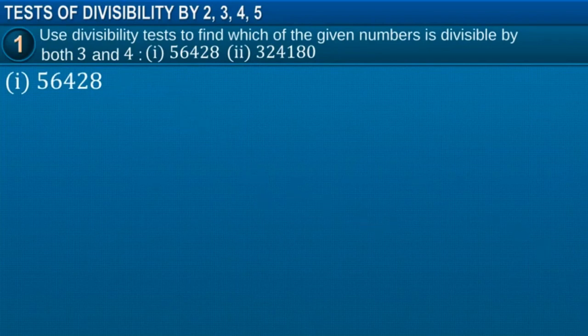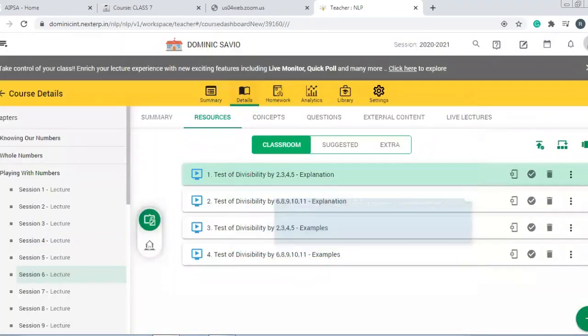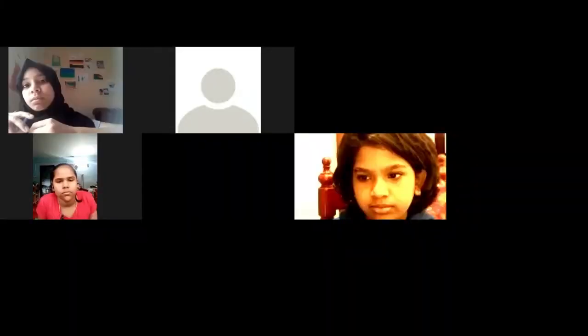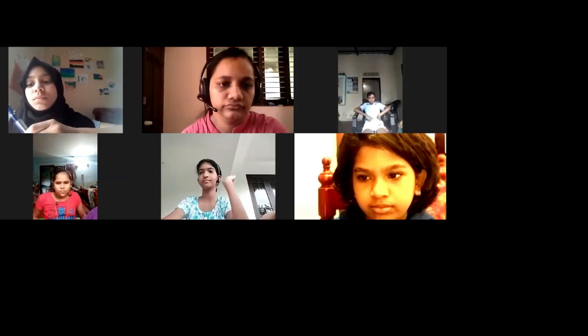So I think we can wind up. Time is over. So this is how you find the divisibility. We check it like this: the number is given, we have learned the condition, and using that we check whether it is divisible or not. Okay.